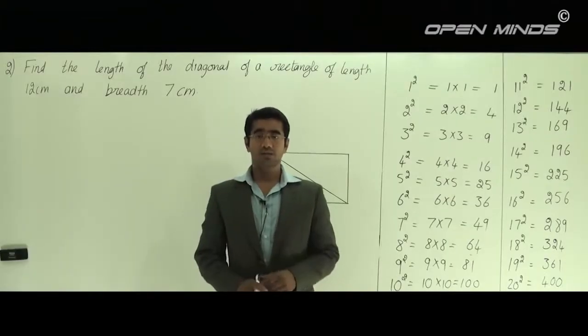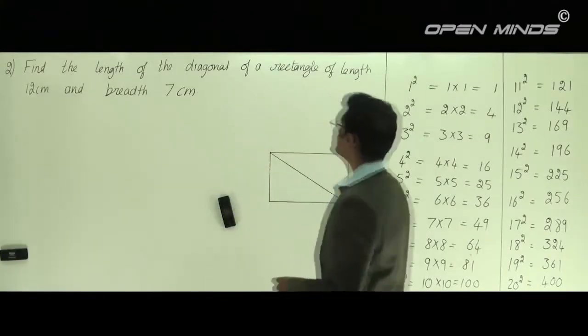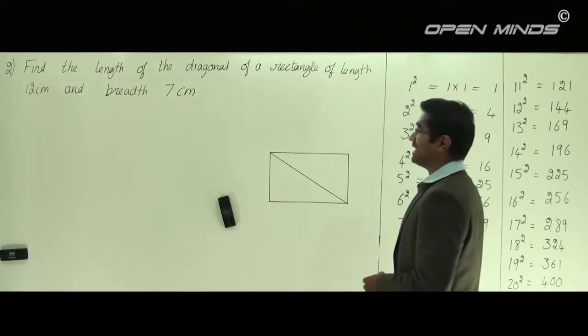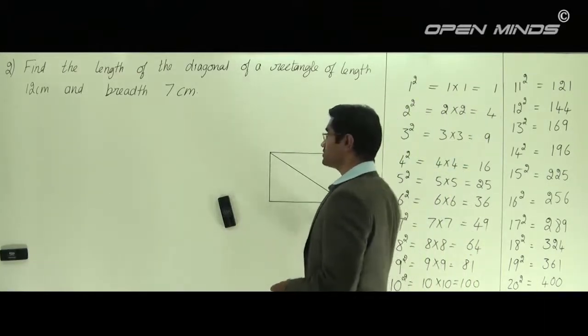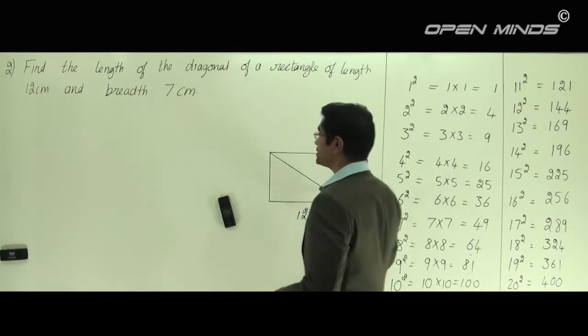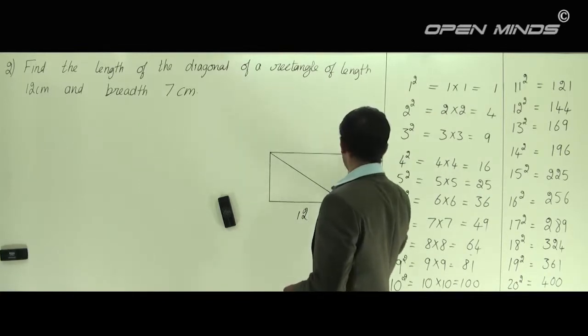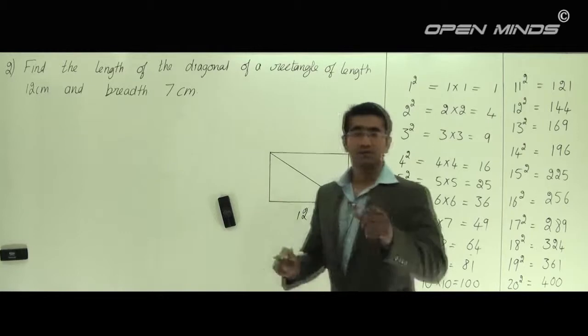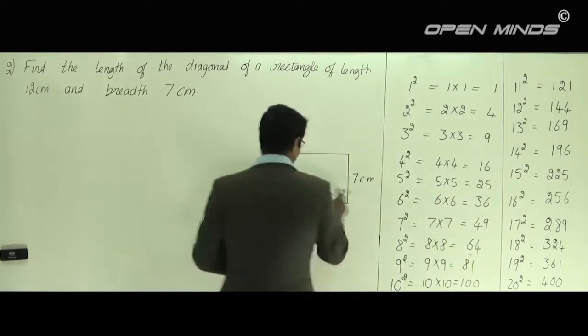Well guys, let's work with the second question here. It says, find the length of the diagonal of a rectangle of length 12 centimeters and breadth 7 centimeters. That's what's given to me, right? Now what is he looking for? He's looking for the diagonal, this guy.